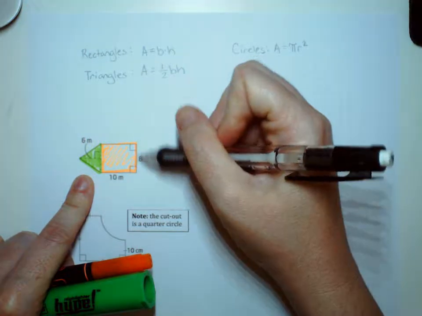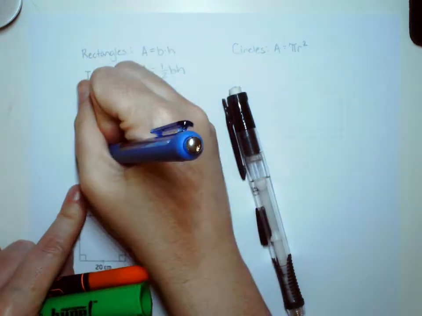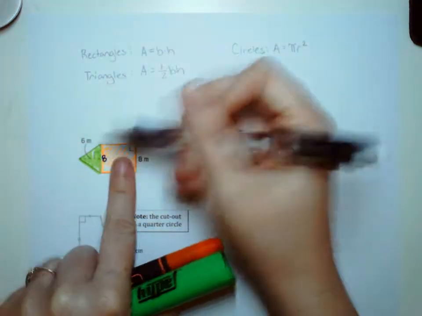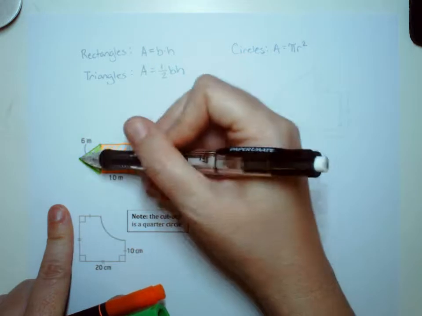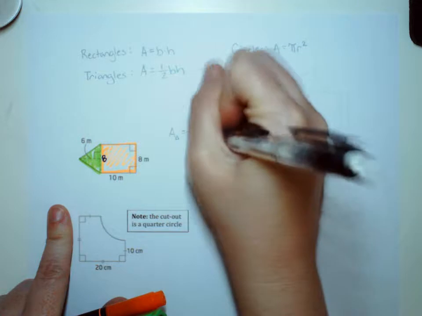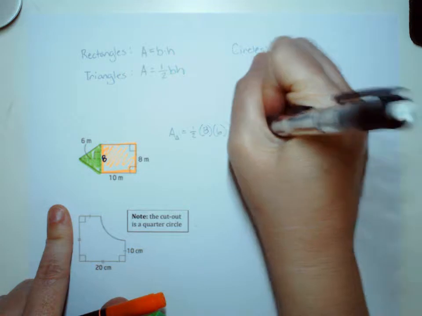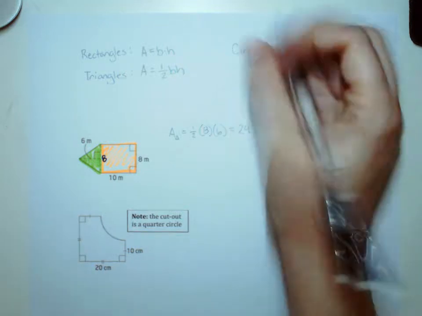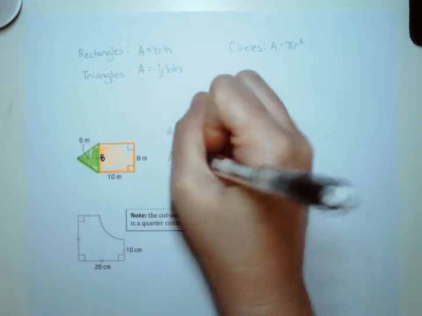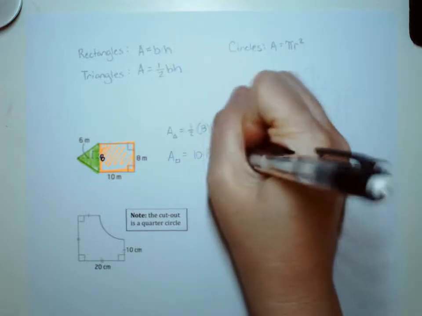So because this side over here is 8 and it's a rectangle, I know that this side over here is also 8. Okay, so when I'm looking at just my triangle, the base is 8, the height is 6. So the area of the triangle is going to be 1/2 of 8 times 6. 4 times 6 gives me 24. Okay, then I'm going to find the area of the rectangle, which is base times height, so it's 10 times 8, which is 80.